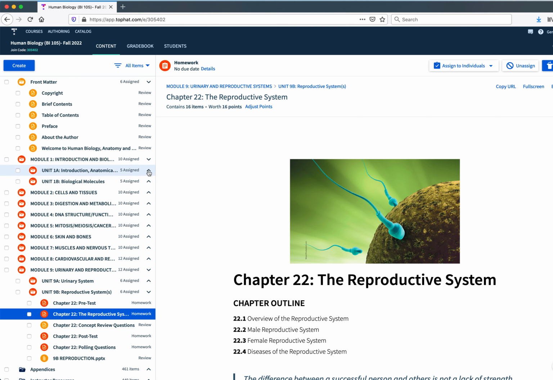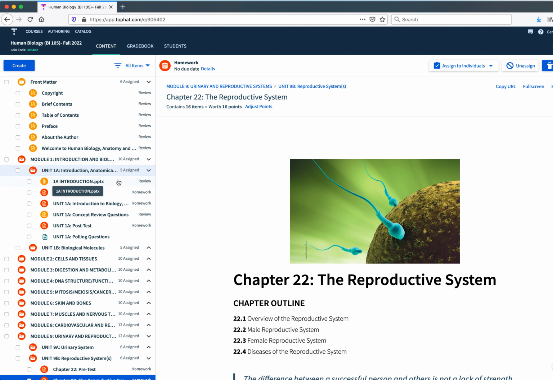So let me take a look at Unit 1A for you. This is where you're going to find the PowerPoint slides. You'll obviously also have access to these in the modules on Canvas as well. They should be exactly identical, if not have minor changes between the two. And then you will also have access to the actual text itself.